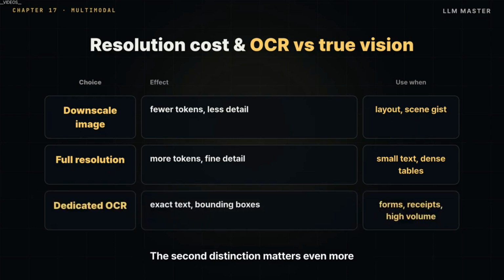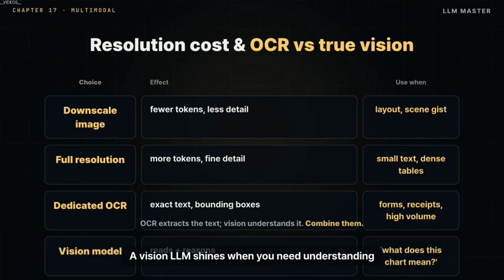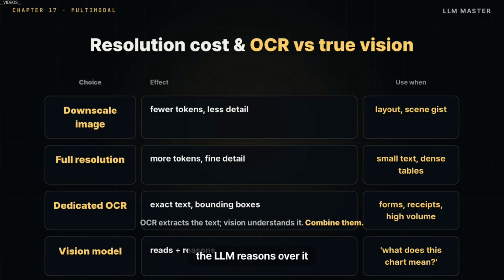The second distinction matters even more. If you need the exact characters off a form, receipt, or invoice, a dedicated OCR engine is faster, cheaper, and gives you bounding boxes and confidence scores. A vision LLM shines when you need understanding. What is this chart saying? Is this UI broken? Summarize this diagram. The best pipelines often combine them. OCR pulls the literal text. The LLM reasons over it. Don't ask one tool to do the other's job.